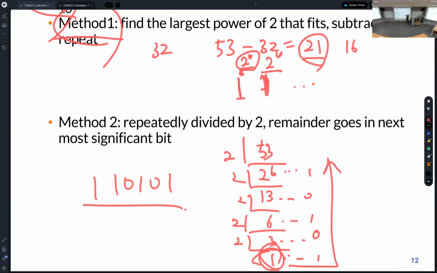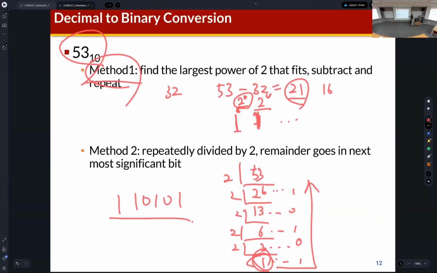We repeatedly divide this decimal number using the number 2, and then these are remainders of the division, and you can just use the last one as the MSB of the binary number, and then the next one becomes the MSB of the next digit. So 110101 is the binary number. So this can be converted to the binary number like this. Okay, it's easy, right?